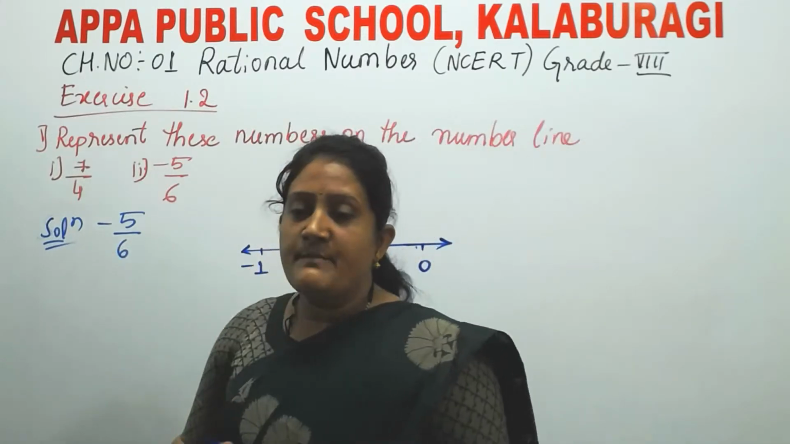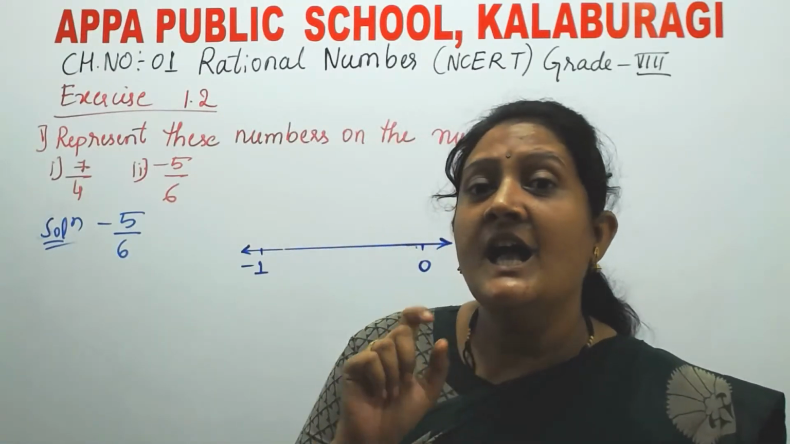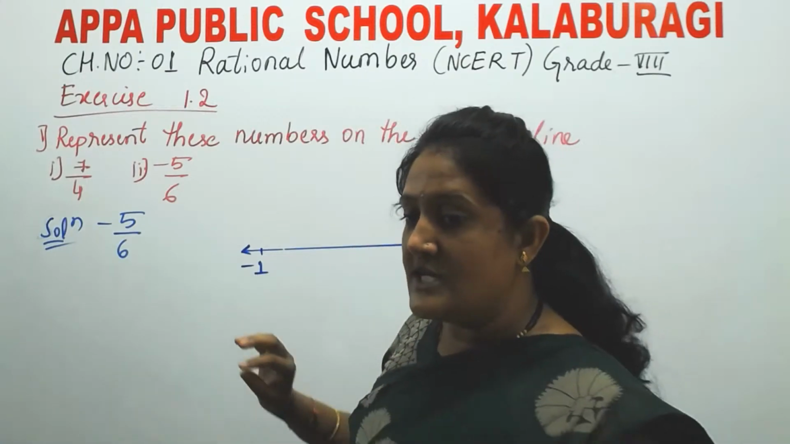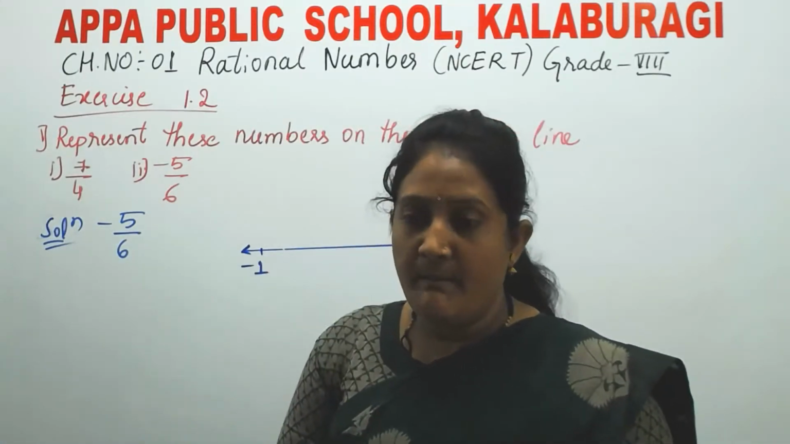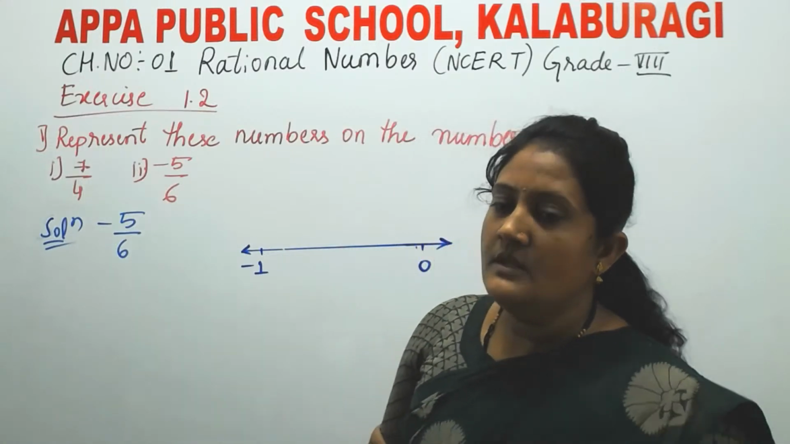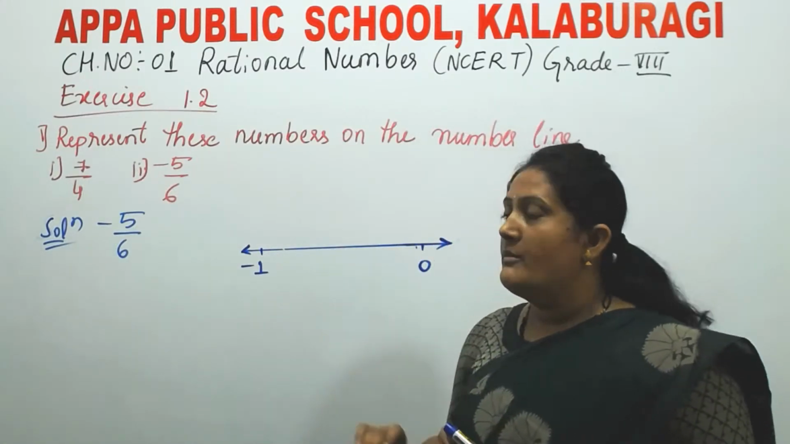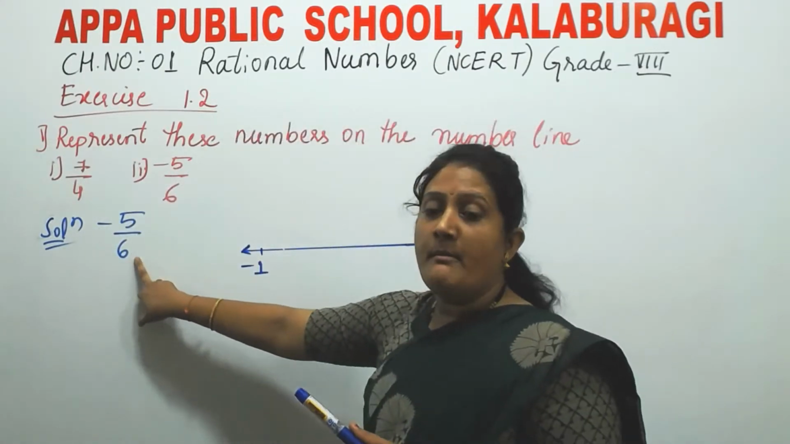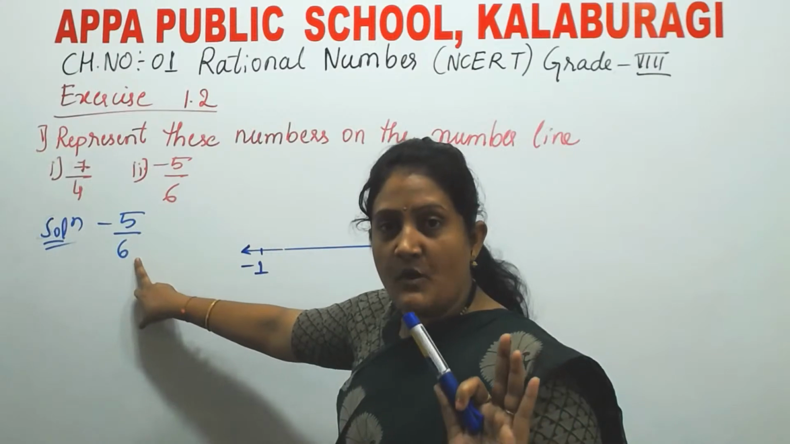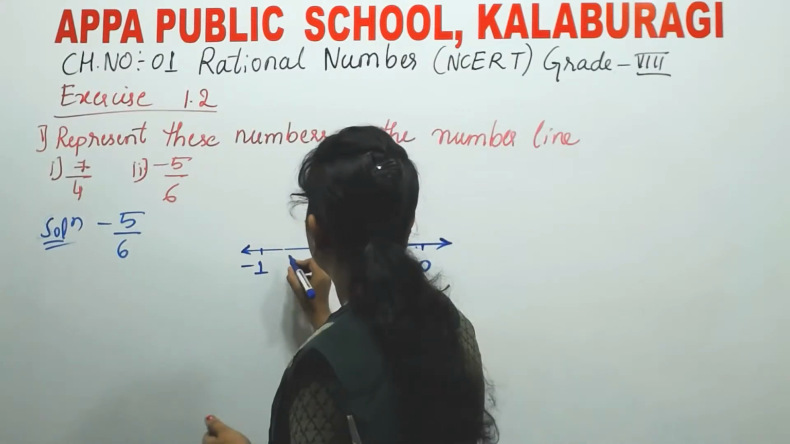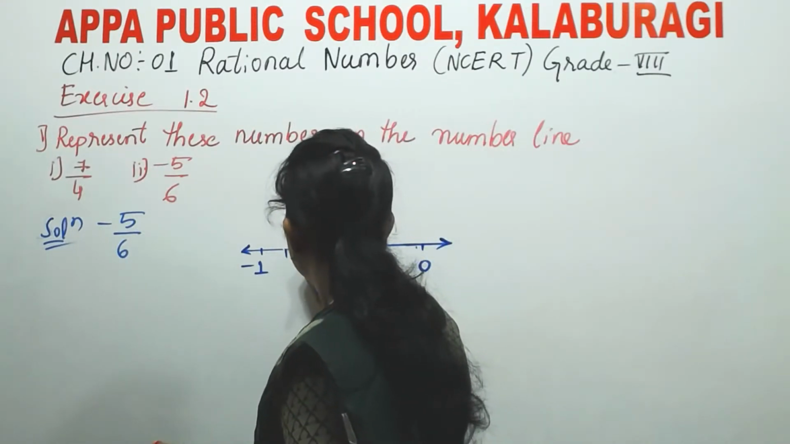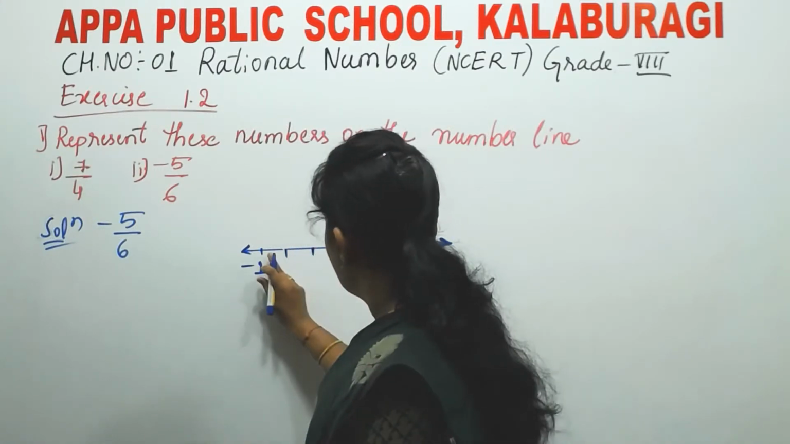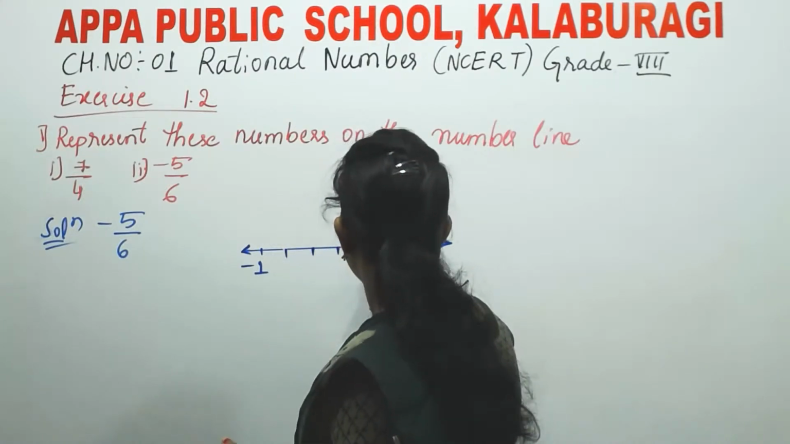Now, what is the next procedure? Next, we have to divide this number line into how many groups or how many parts. Now, can you tell me how many parts I should make? Yes, very good, Vaishali. 6 parts, because the denominator is 6. That's what we have to make the 6 parts. Shall we? 1, 2, 3, 4, 5, 6.